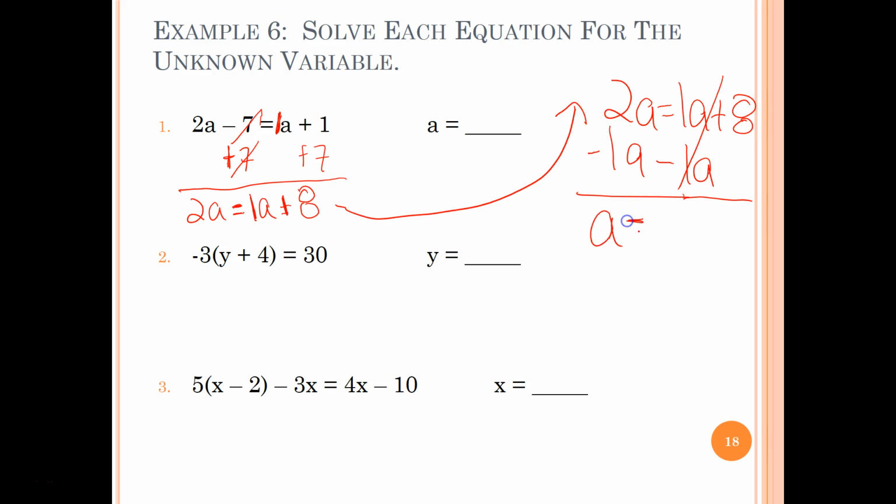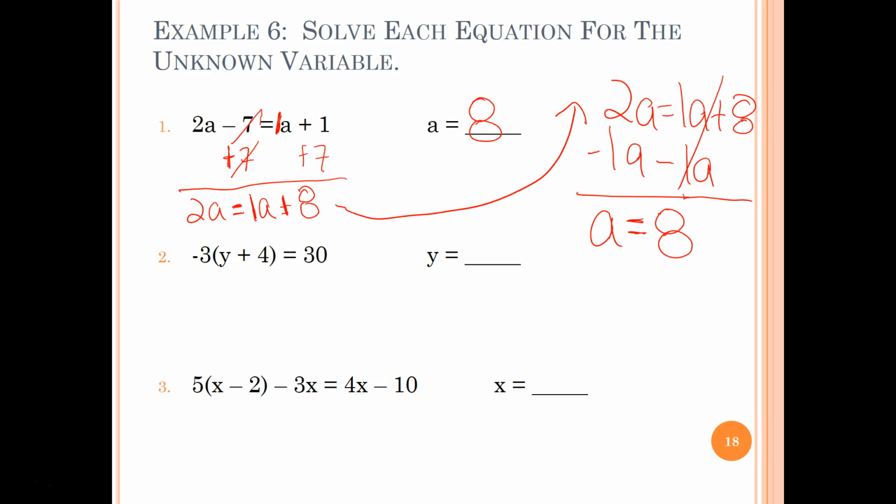We tend to write that as A as opposed to 1A. And in this case, we can see that A equals 8. You check that really quick. 2 times 8 minus 7 gives you 16 minus 7, which is 9, and 8 plus 1 equals 9 as well. So it looks good.